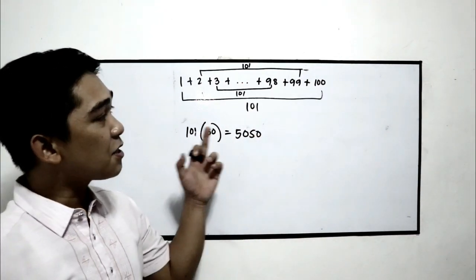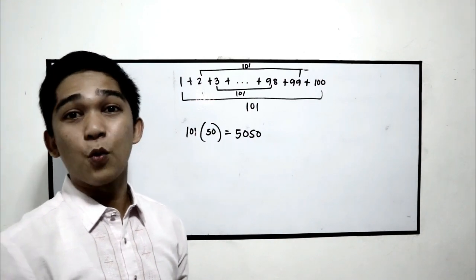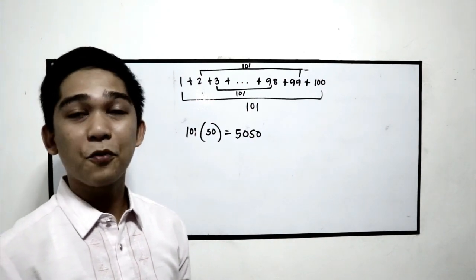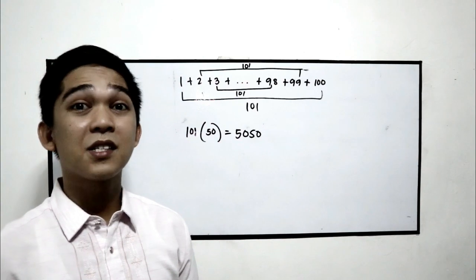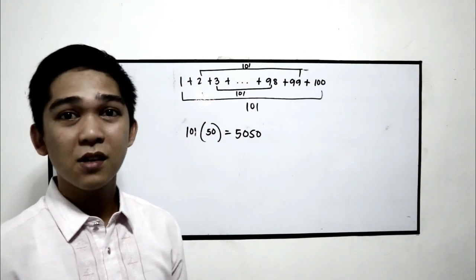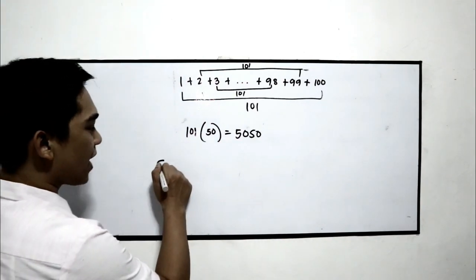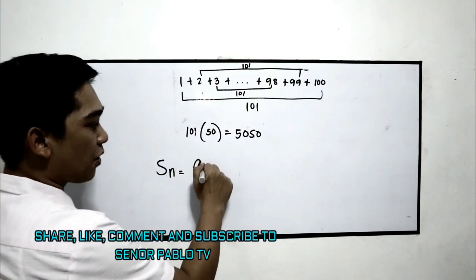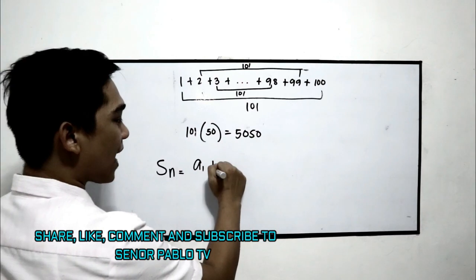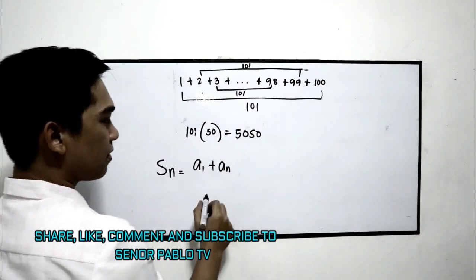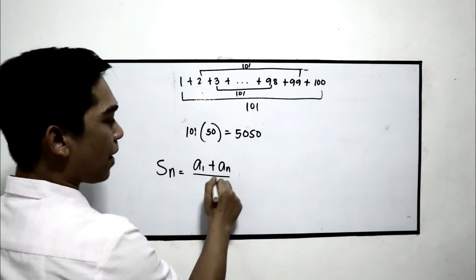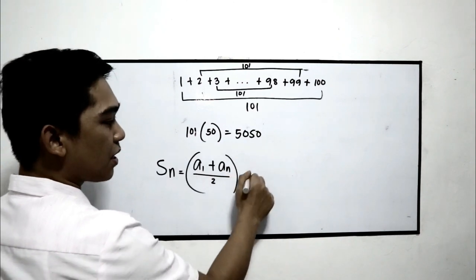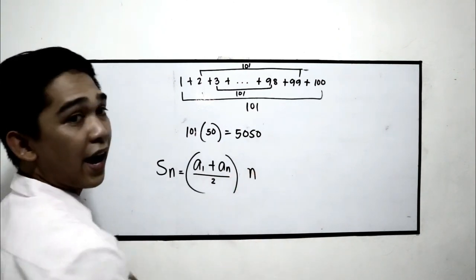So in this method came our Sn formula, or the arithmetic series, denoted by the formula Sn, which is a1, the first term, plus an, divided by 2 times the number of terms, n.